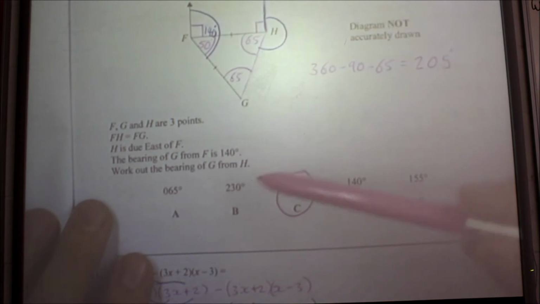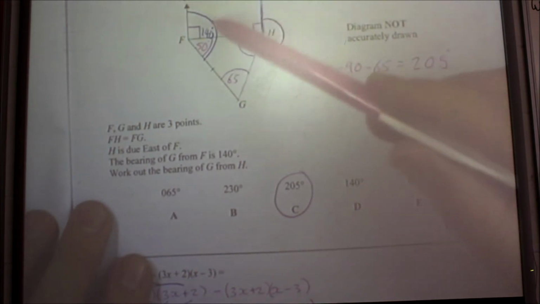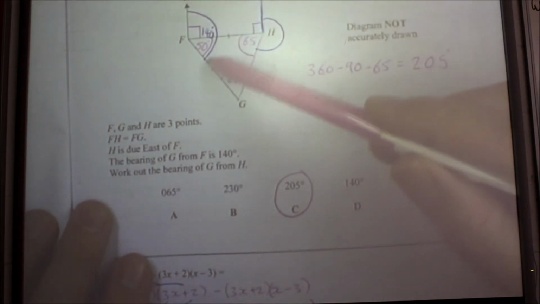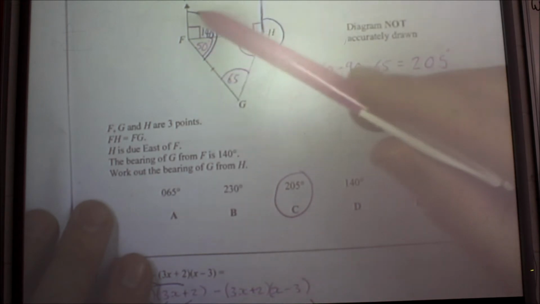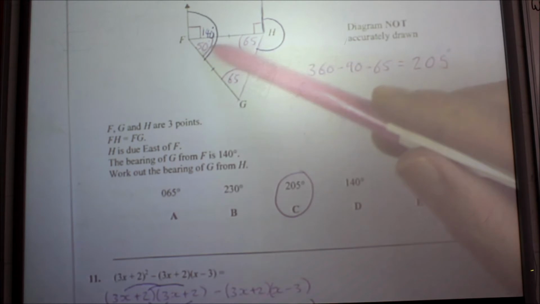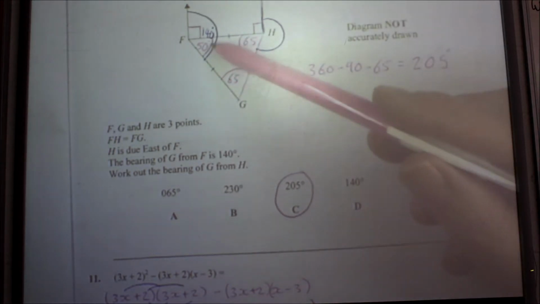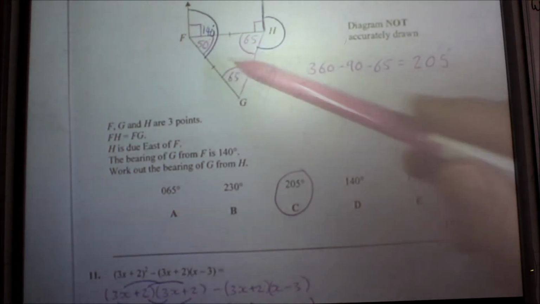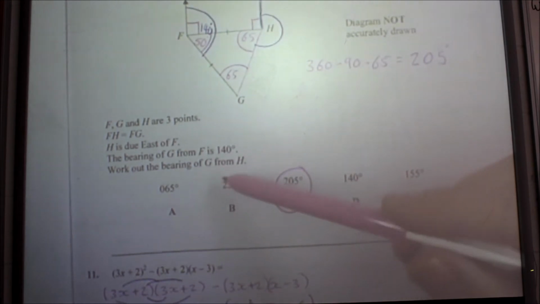The bearing of G from F is 140, so that means that whole angle here I've drawn is 140. And if that's 90, then that must be 50. I don't know what they're going to ask me yet, but I'm just filling this stuff in as I go along because I think it might be useful.